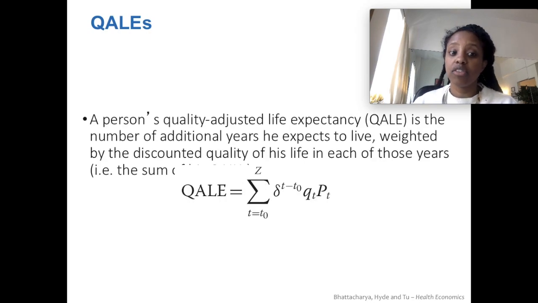Another thing you can do instead of a QALY would be the quality adjusted life expectancy. It's the number of additional years you're expected to live, weighted by the discounted quality of life. It's just like the expected value of QALYs, essentially. So it's the sum of the discounted QALYs times the probability of life.